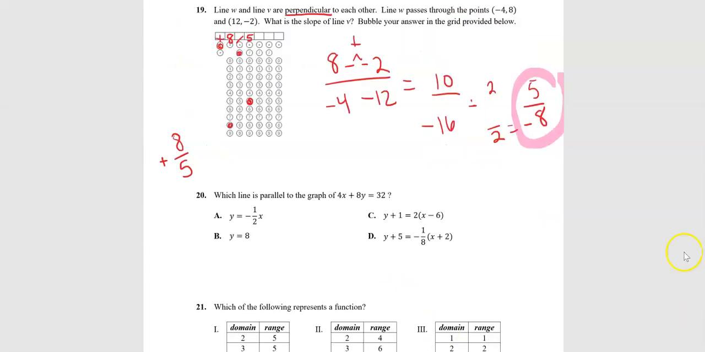All right, number 19, we're looking at two lines that are perpendicular to each other. If you remember, that means that their slopes are inverse opposites, so upside down and the opposite sign. I'm going to take these 2 points to find slope using the slope formula. The slope of line W is -5 over 8. If I do the inverse of that, that's +8 over 5.